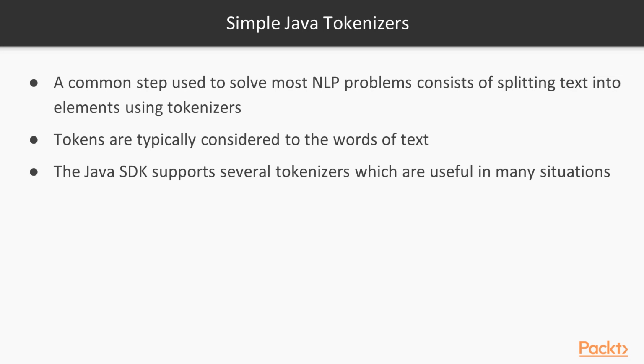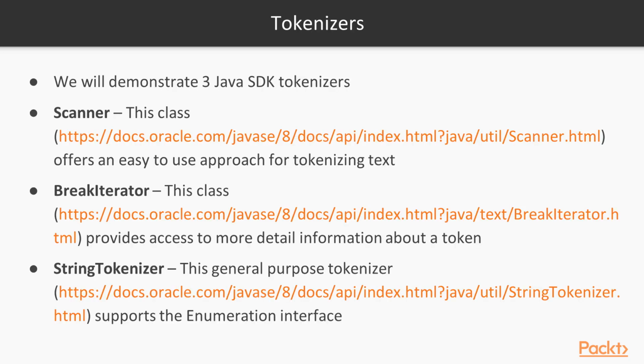We're going to look in this particular video at how we can use the Java SDK and some of its native tokenizers available for the purpose of tokenization. There are more sophisticated tokenizers we'll look at later on that address more unique types of problems. In this video, we'll be looking at 3 different classes. We'll look at the Scanner class, the BreakIterator class, and the StringTokenizer class. We'll be developing a NetBeans project using a new Maven project we'll use in later videos.